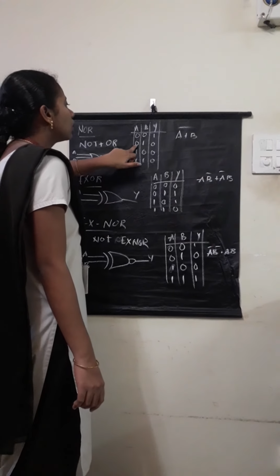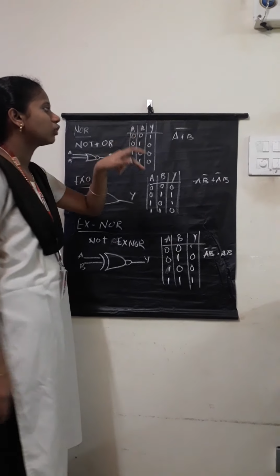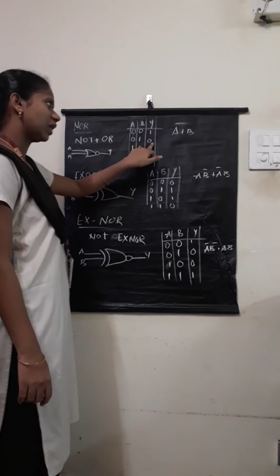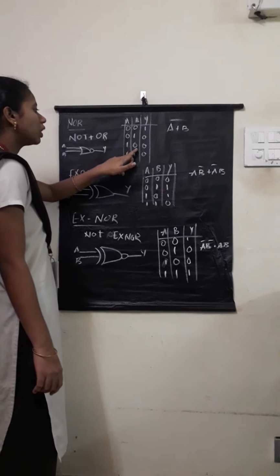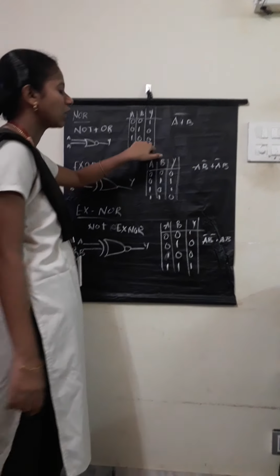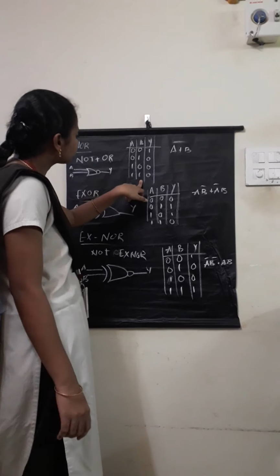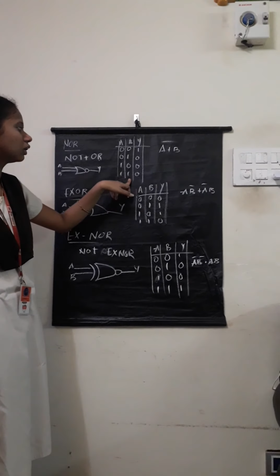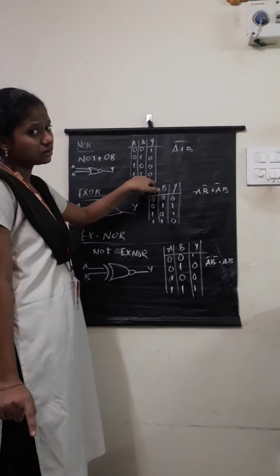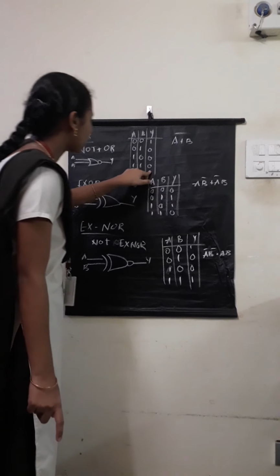And 0 plus 1 equal to 1, but 1 complement is 0, so we have taken 0. 1 plus 0 equal to 1, but 1 complement is 0, so we have taken 0. 1 plus 1 equal to 1, but 1 complement is 0, so we have taken 0.